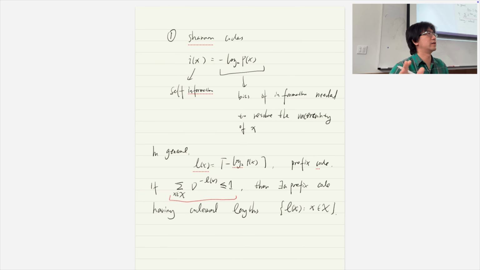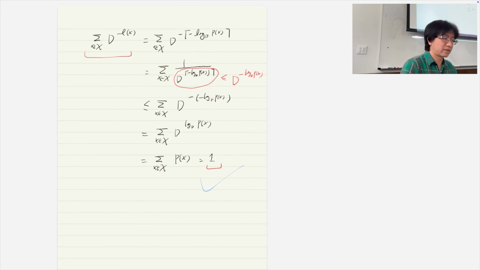Or, do you think it's a very good code? Who thinks it's pretty good and hard to improve? Nobody believes so? Then why? Yeah, it's intuitive, right? If a symbol appears with a lower probability, then we give a longer length, and if it appears with a higher probability, we give a shorter length. It's very intuitive. It makes sense, right? Okay, let's talk about that later.